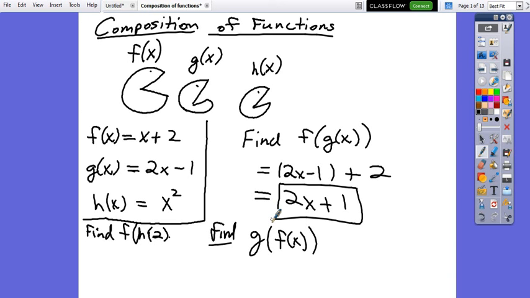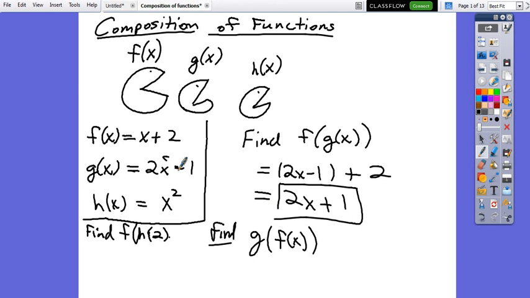Where did it come from? Because f of x is x plus 2. This is addition. This does not mean multiplication. Is that what you're talking about? Oh, okay, never mind.